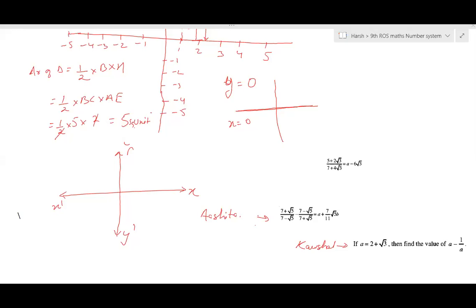Kaushal, it's -3, 0. -3, 0 means where? 0 means y coordinate. -3 is the x coordinate. Sir, I understood. -3 and 0. So the point is here. Got it? Yes, sir. Okay.